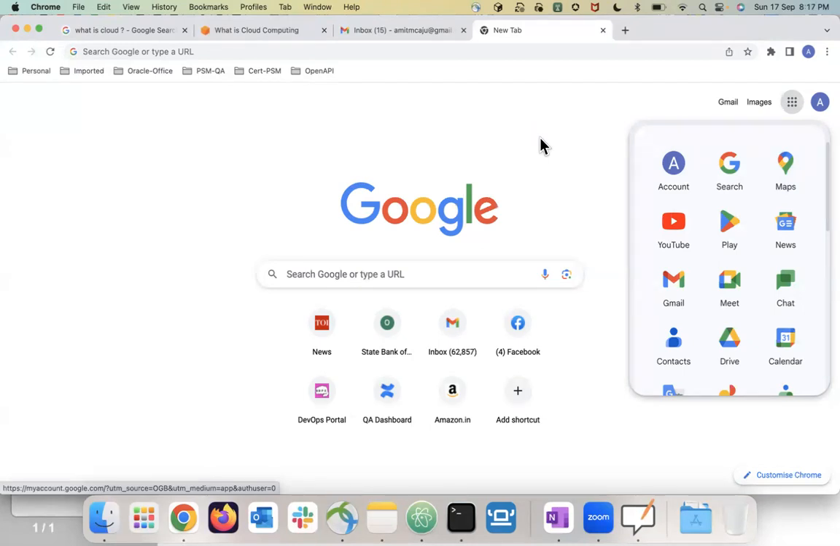Whereas in the mobile, the app will have the same features. In mobile also, you can open Gmail, right? You can open Google. Yes, the same features will be there, but the app will be different. Means the architecture and the creation will be different for mobile, and for web, which is in the laptop, it will be different, but the features will be the same.